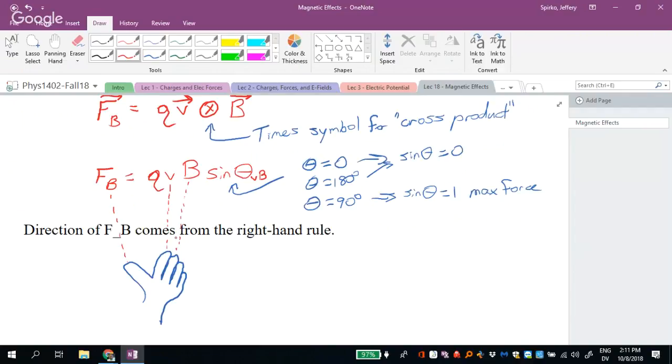And basically the way you do this is usually you know 2 out of the 3 of these vectors. So you line up the corresponding fingers with the corresponding vectors and then look at where the other finger is pointing, and that's the direction of your answer.